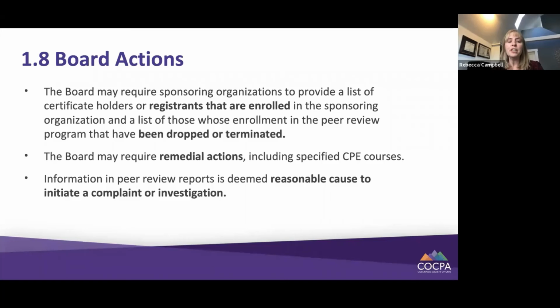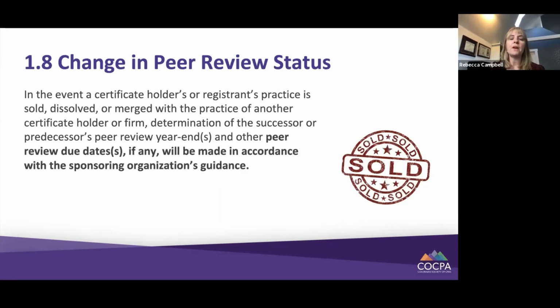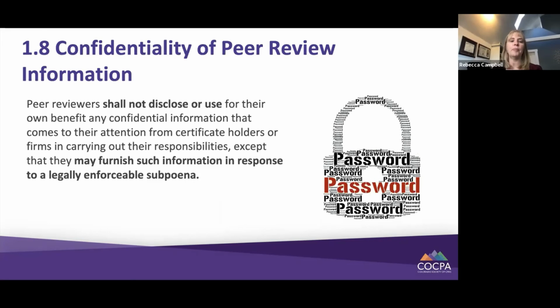And if information in a peer review is deemed reasonable cause to initiate a complaint or investigation, they can initiate that. All right. If you have a change in your peer review status, let's say you sold, merged, or dissolved your firm, you need to reach out to the sponsoring organization to find out when your peer review has to happen.